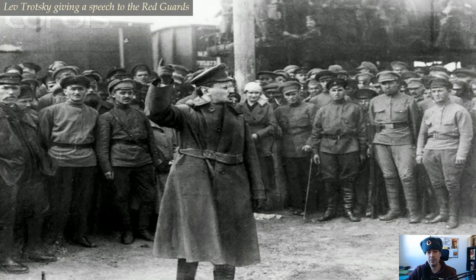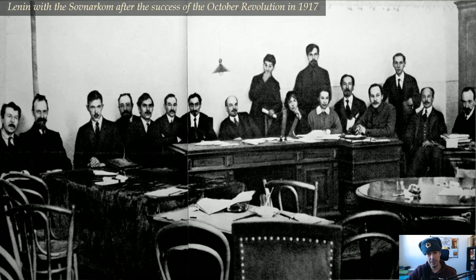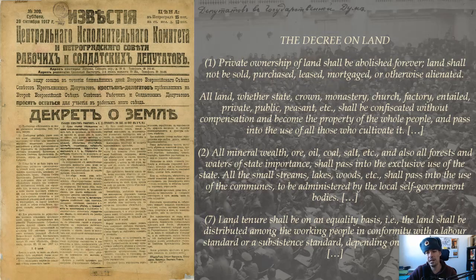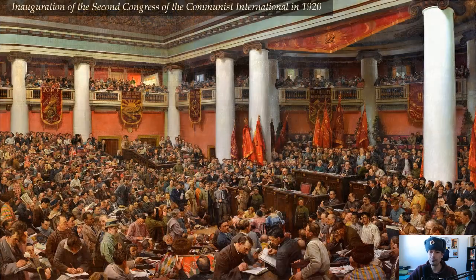This is Lev Trotsky giving a speech to the Red Guards. The Red Guards was the militia formed by the Soviets. And this one specifically is the Red Guard of the Soviet of Petrograd. And this is the Sovnarkom, the Council of People's Commissars, after the success of the October Revolution. This is the signing of the Treaty of Brest-Litovsk in 1918, and this is the decree on land, in which the government ended the private property of the land. And the Congress of the Comintern, the Communist International, this one is the second one in 1920.